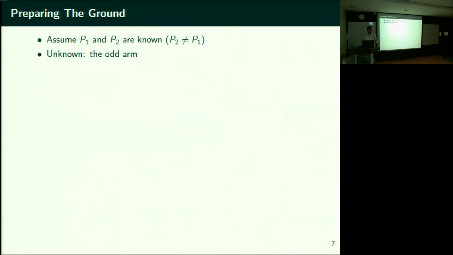Let's prepare the ground for the problem now. Slowly I'm going to equip you with some language that you will need to understand the results that we have. I'll walk you through step by step. We are going to assume P1 and P2 are known. Simplest case. So the only unknown in this problem is the odd arm. Where is the odd arm?